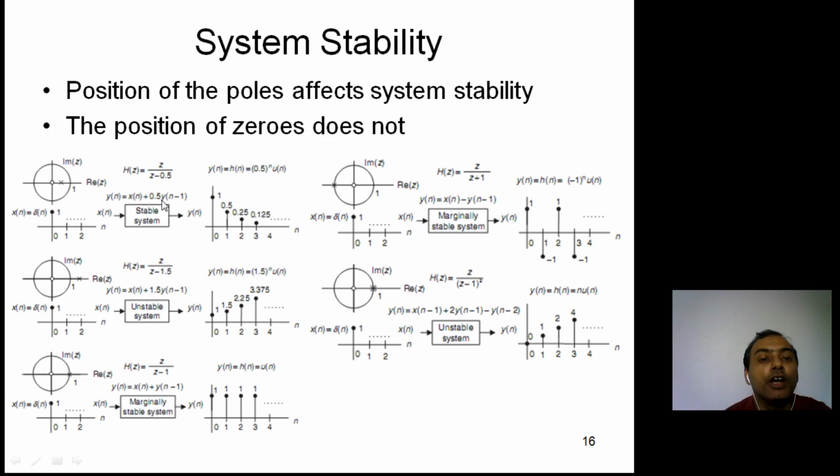Like that, if your pole comes at the boundary, then the system is marginally stable, and if the pole goes outside of the unit circle, then the system is unstable. Like here you have seen, a marginally stable system, and an unstable system because the pole is going outside. Here one condition is two poles, so this is an unstable system. In this condition, one pole is there on the boundary, so this is marginally stable. Like that, we determine stability by seeing the poles of the transfer function.